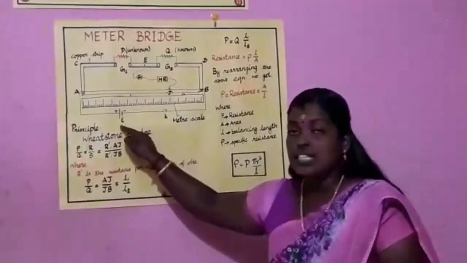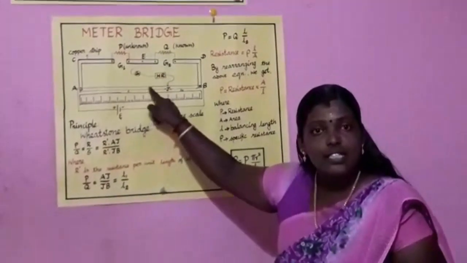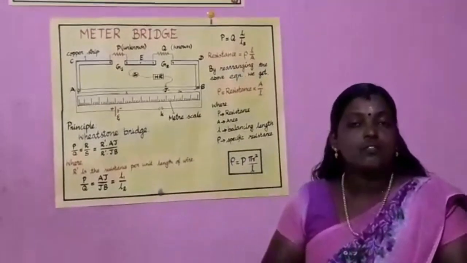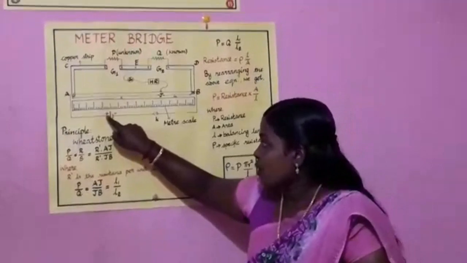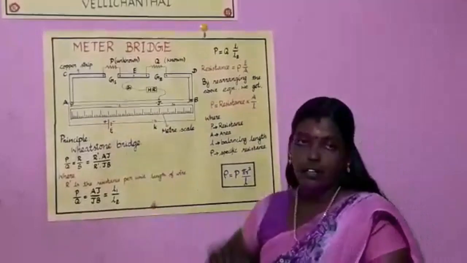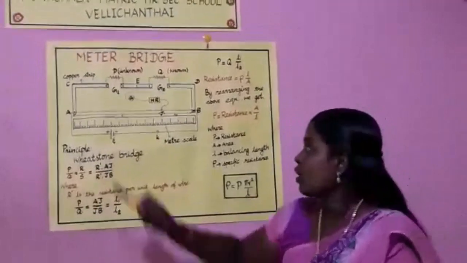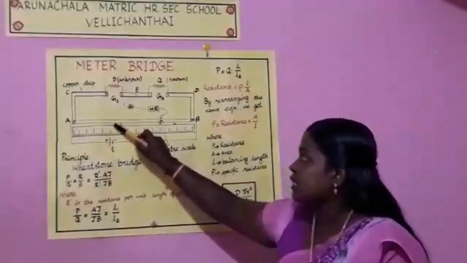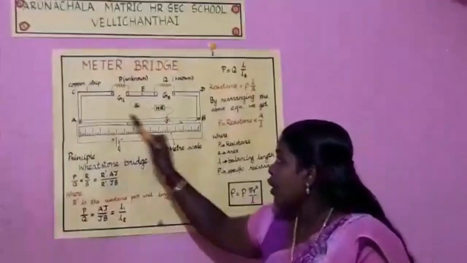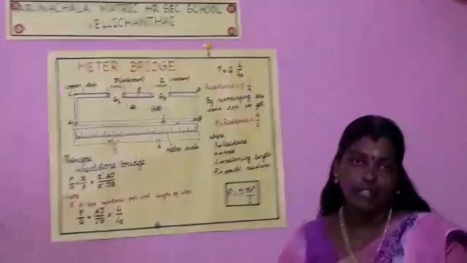So when the EMF of a cell or Leclanche cell is switched on, current flows from the positive terminal to A, then from point A to B through this circuit. At the same time the galvanometer shows zero deflection. So you have to measure the balancing length L1, then the second balancing length L2. From point A to point J the balancing length is L1 and from J to B the balancing length is L2.